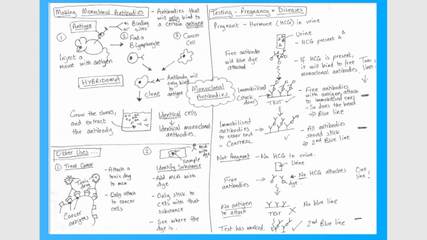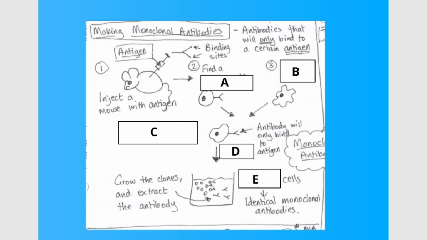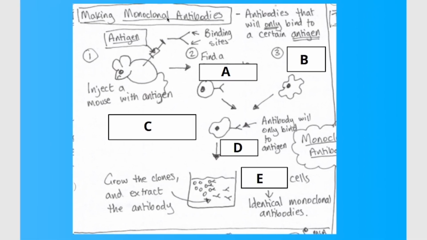Let's move on then to our first quiz, which is looking at making monoclonal antibodies. So this was the first section of our knowledge organiser. I want you to look at these boxes, A, B, C, D and E, and I want you to think what words are underneath those boxes. So pause now.